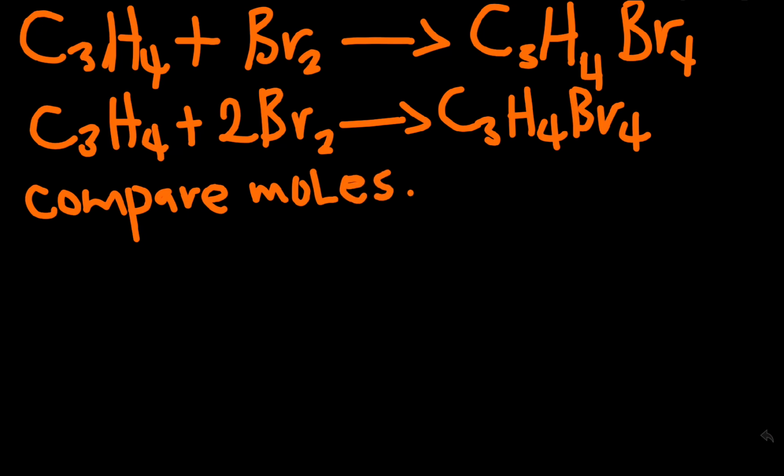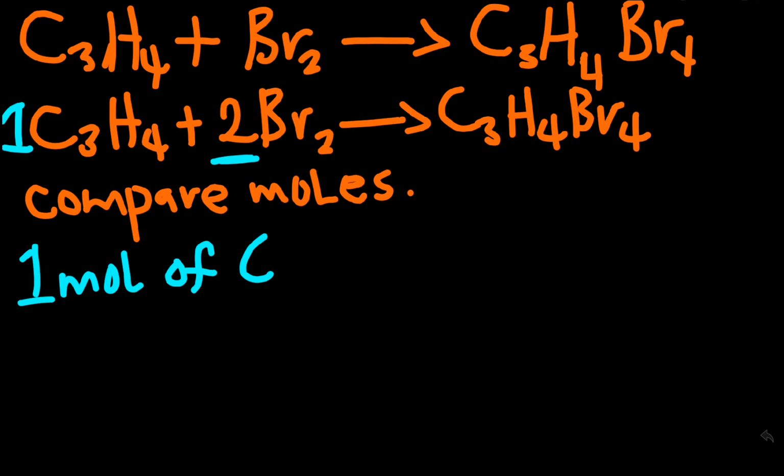And in comparing moles, it becomes 1 mole of propyne reacts with 2 moles of bromine. That becomes 1 mole of propyne reacting with 2 moles of bromine. So I'm going to just go ahead and solve for the molar mass.